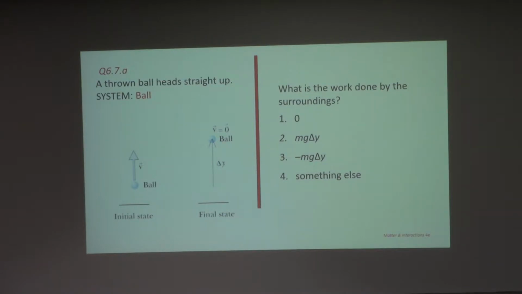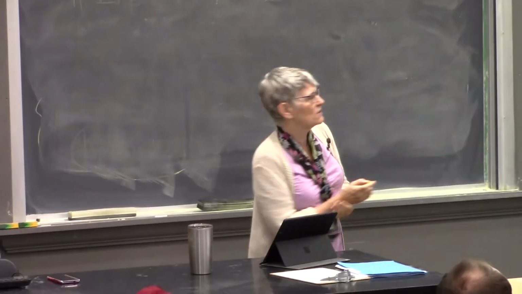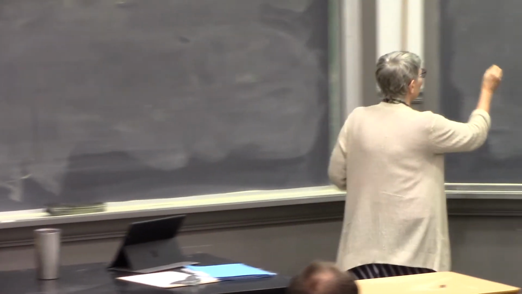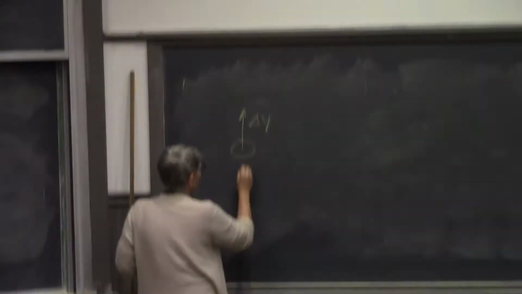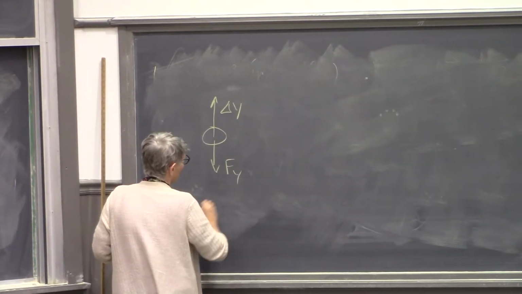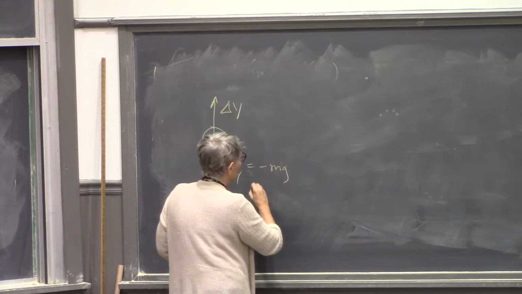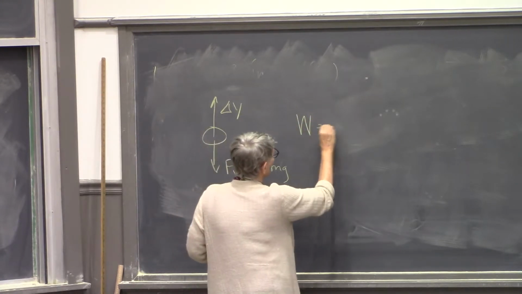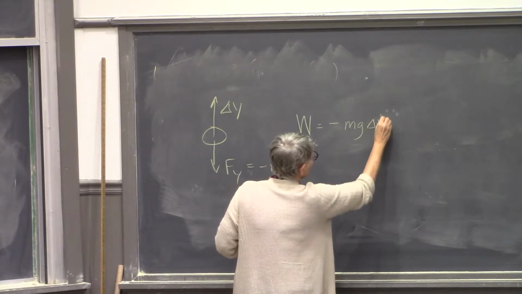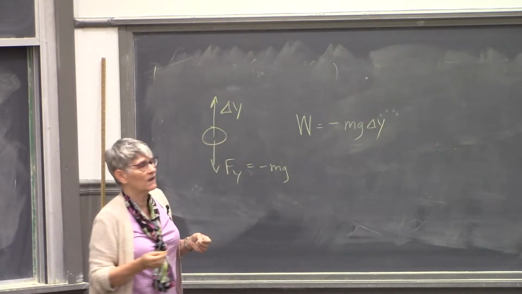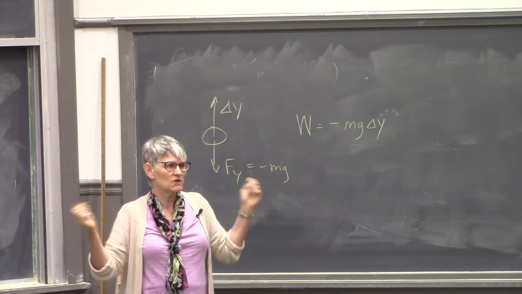Okay, so what's the answer? 3. 3 is correct. So we have delta y is positive, Fy is negative. It's a minus mg. So the work done by the surroundings is a minus mg delta y, and the kinetic energy of the system decreases. The ball slows down, right? Okay, so that all hangs together.